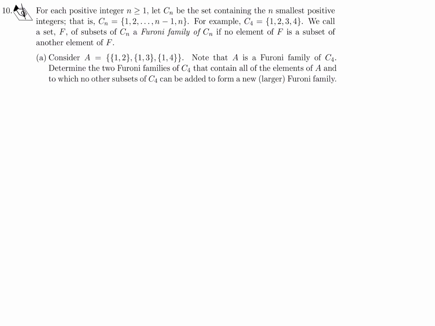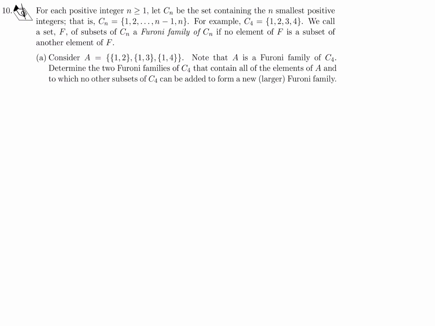For each positive integer n greater than or equal to 1, let Cn be the set containing the n smallest positive integers, that is, Cn is equal to 1, 2, up until n. For example, C4 is 1, 2, 3, 4. We call a set F of subsets of Cn a Faroni family of Cn if no element of F is a subset of another element of F.